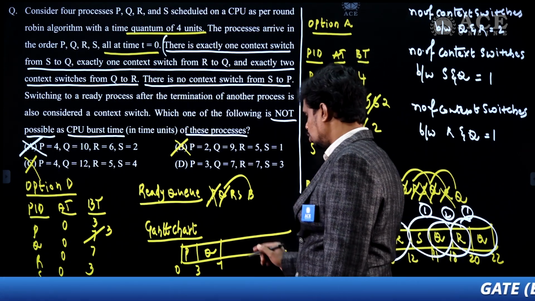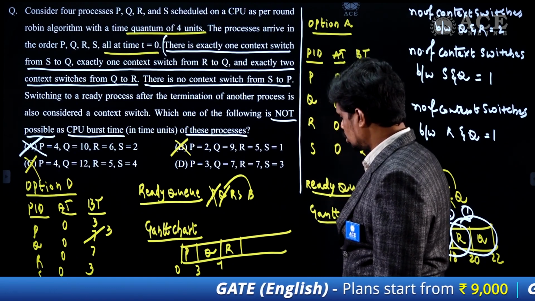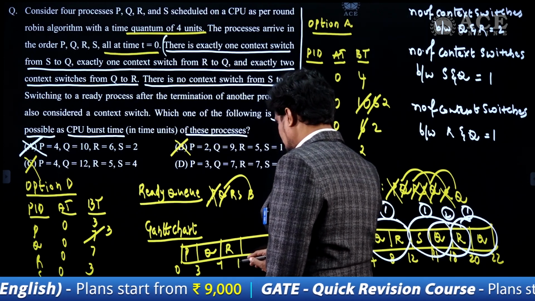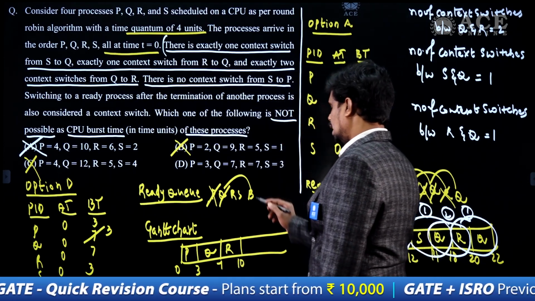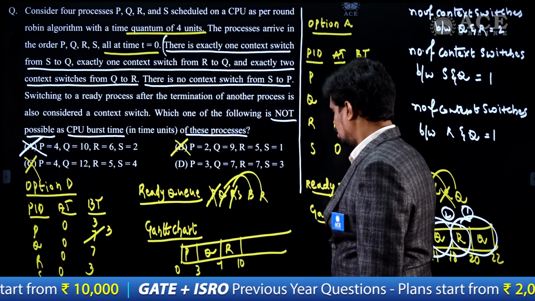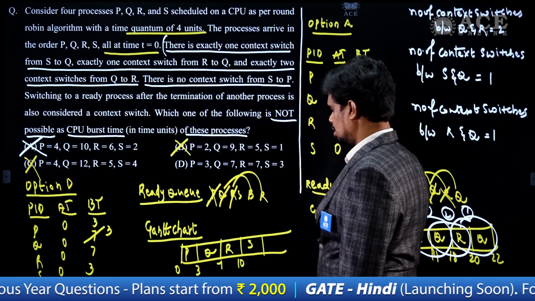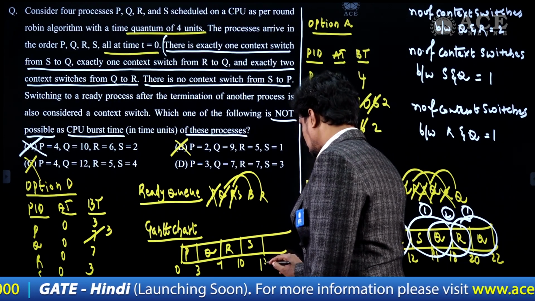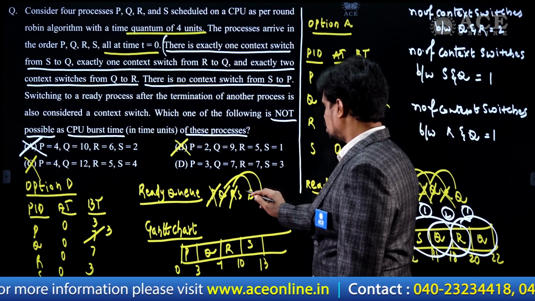Among this R, S, Q, R is the first process we have. What is the execution time of R? 7. So till 7 this R gets executed. After that, this R is added back to the ready queue. Now in the ready queue the first process is S. What is the execution time of S? 3. So till 13 this S gets executed. With this execution S is also finished.